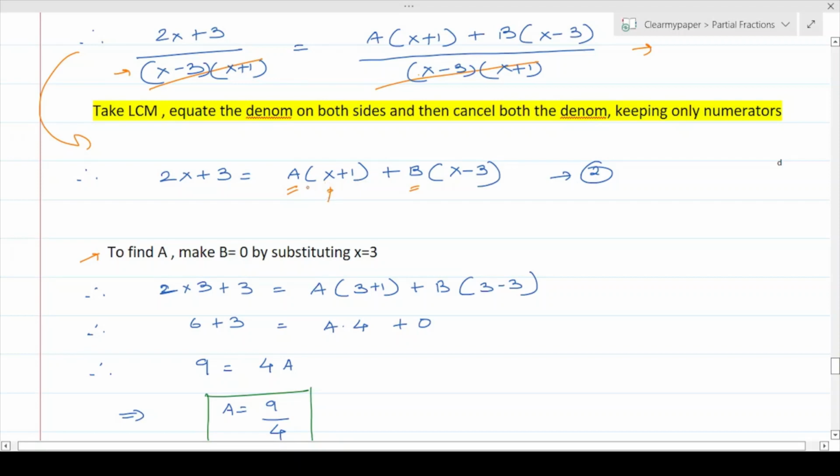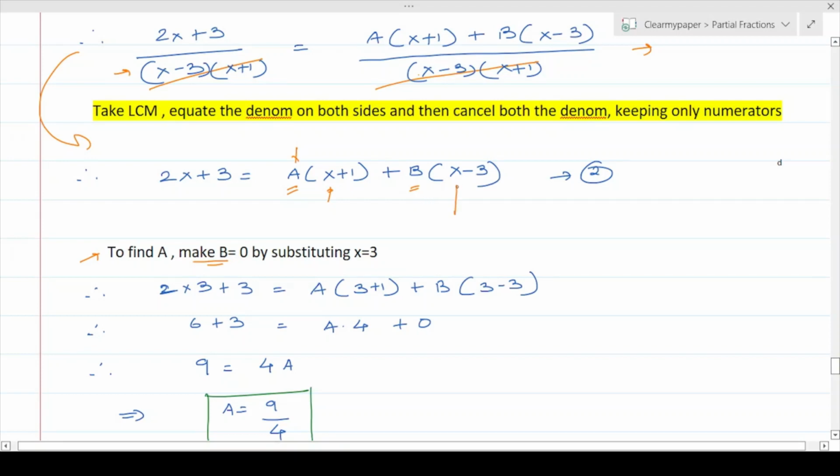So what do we do to find a and b? First we make one of these values, either a or b, 0. And how do we make it 0? We see whatever value is here and we just substitute that value to make this product 0. For example, to find a, we make b 0. And how do we make b 0?